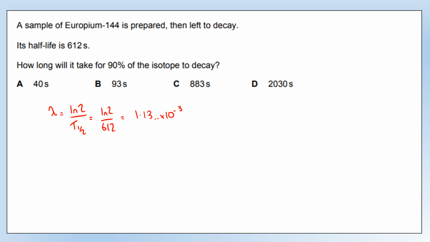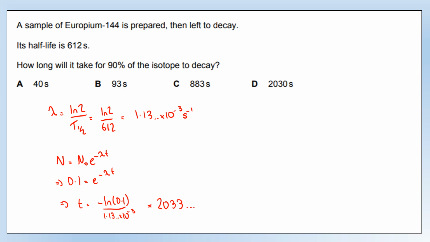So here is our decay constant. Strictly speaking, I should have a unit of s to the minus 1. And then we can plug that into our exponential equation. If 90% has decayed, that means 10% is left, so that's why the 0.1 has appeared in there. Then we're just rearranging our equation and calculating our time, which is option D.